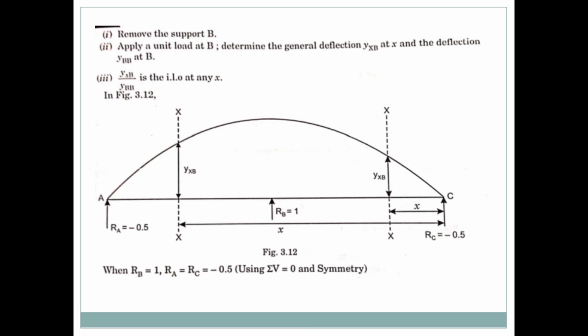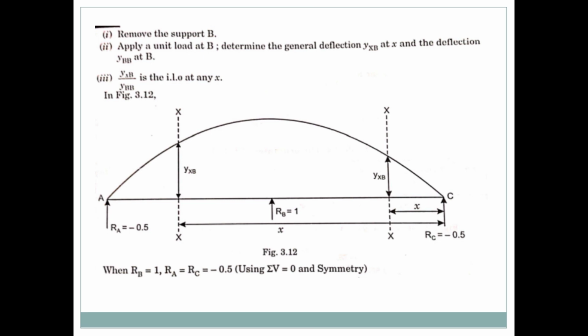So first find the reactions, and before that the conditions. First, remove the support B, and second, apply a unit load at B. Determine the general deflection YXB at X and the deflection YBB at B. And third, YXB divided by YBB gives the influence line diagram ordinate at any X.